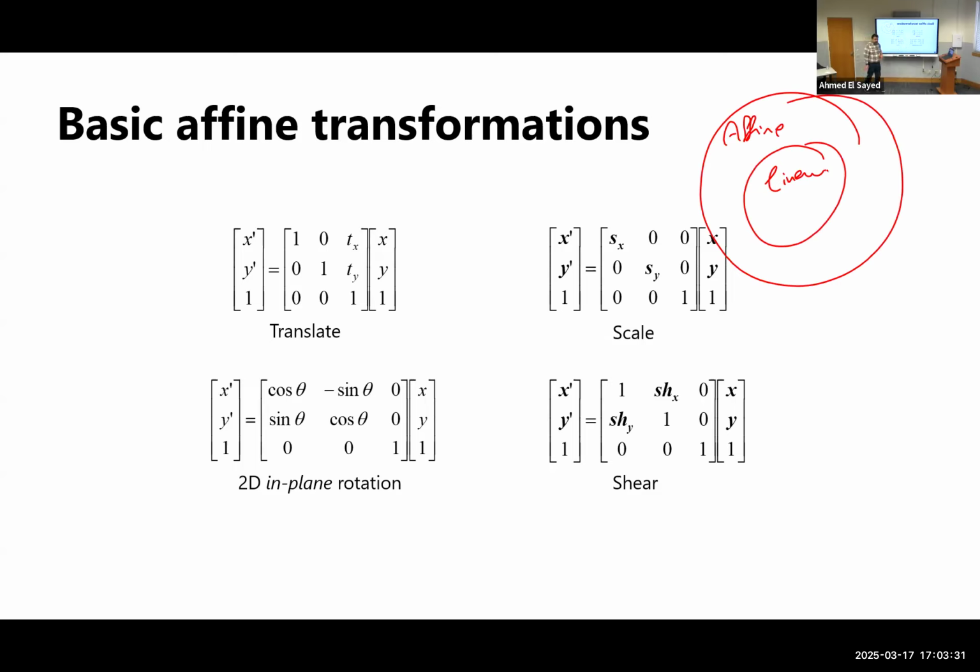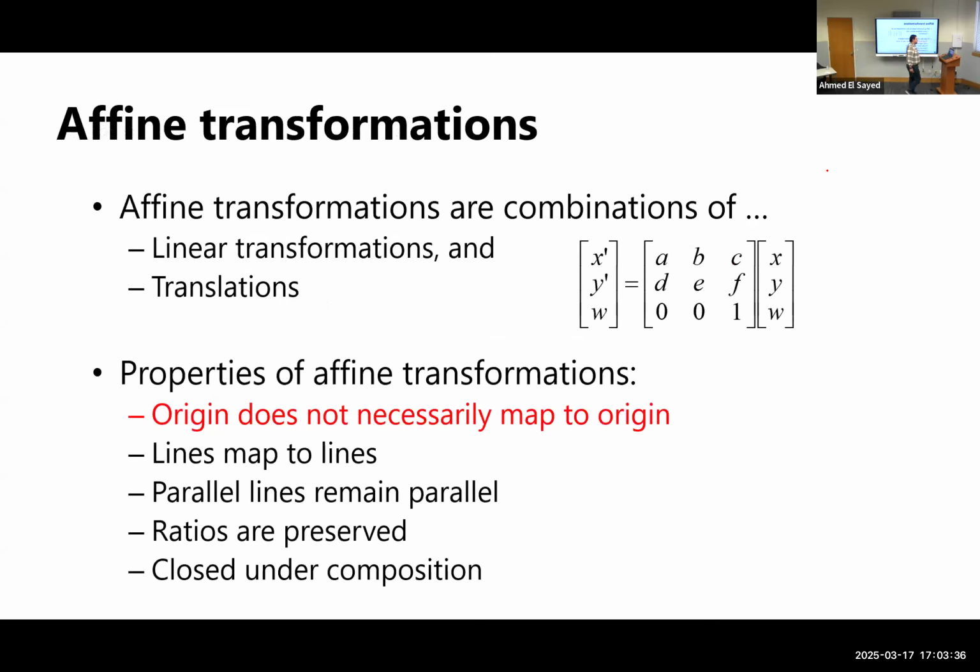Okay. Is this clear? Based on that, we can study the properties of the affine. The origin in this case does not have to be in the same place because we included translation, and translation will not keep the origin. It will change the origin to a different place. So origin does not necessarily map to the origin. But lines will still map to lines.